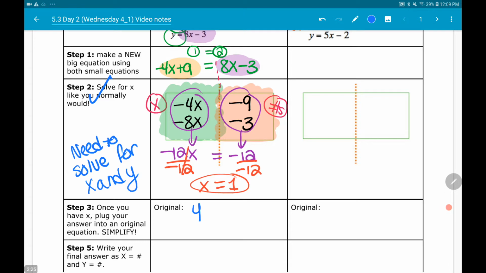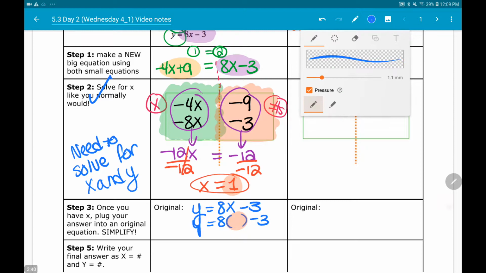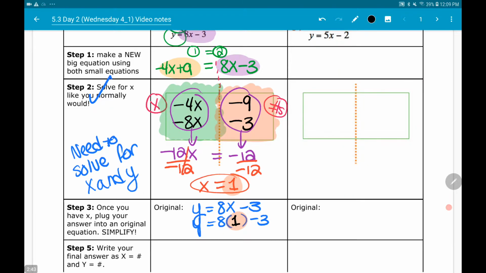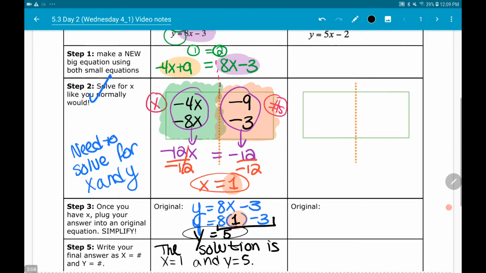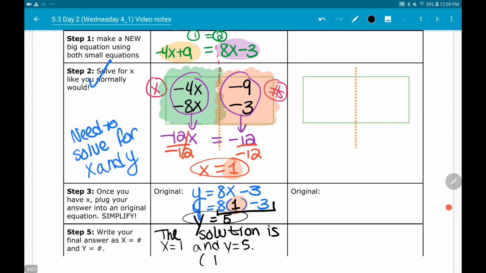We take our original. So let's say I take 8x minus 3. And I'm going to put a parenthesis where x is. What number is going to go in that parenthesis? All right, it is going to be 1. So now we just simplify and we get 5. So that means the solution is x equals 1 and y equals 5. Or I can write this as a coordinate 1, comma 5.